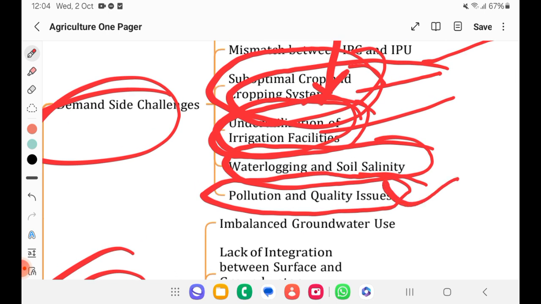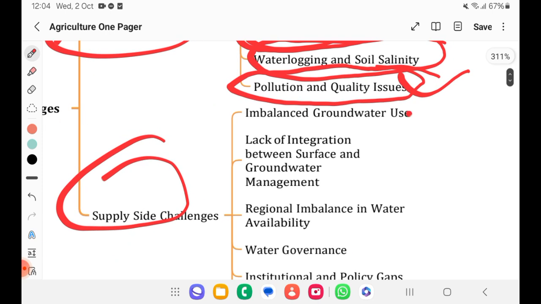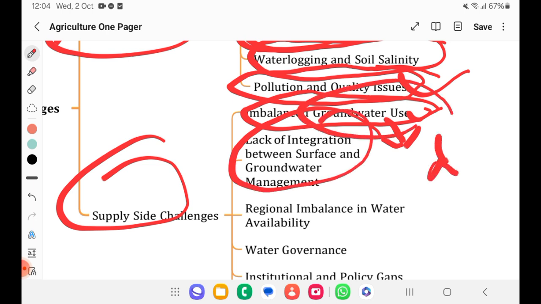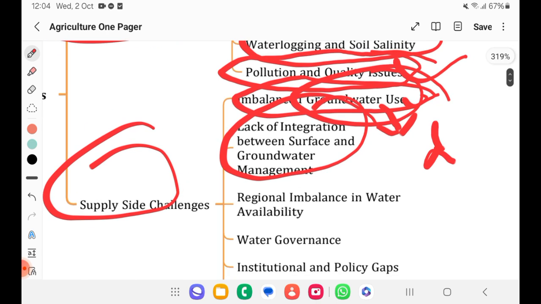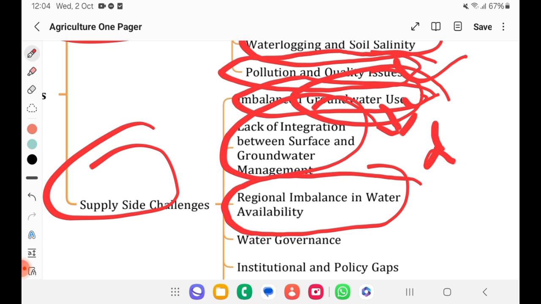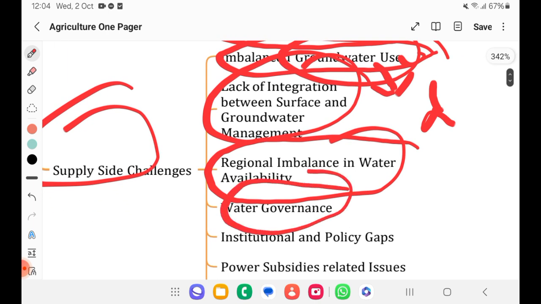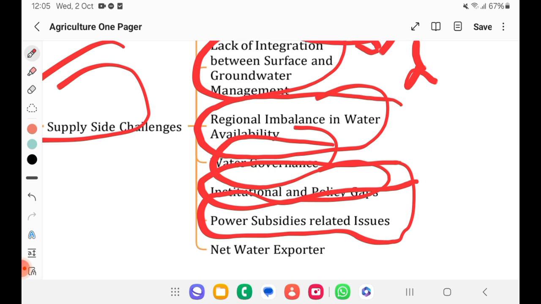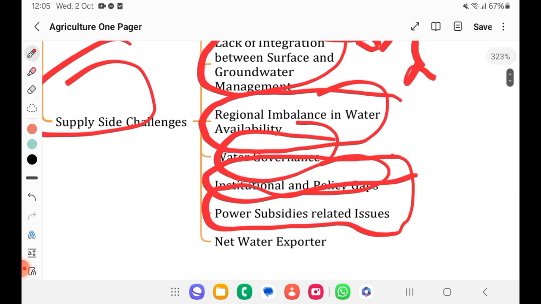If you see the supply side, imbalanced groundwater use, not properly using groundwater, we must mention this. Lack of integration between surface and groundwater management. Groundwater is going under stress and the management is not proper. Regional imbalance in water availability. Water governance is not proper. Institutional policy gaps. Power subsidy related issues. Because of more power subsidy, people will turn on the motor and leave for the day, and then water will be wasted. Net water exporter.